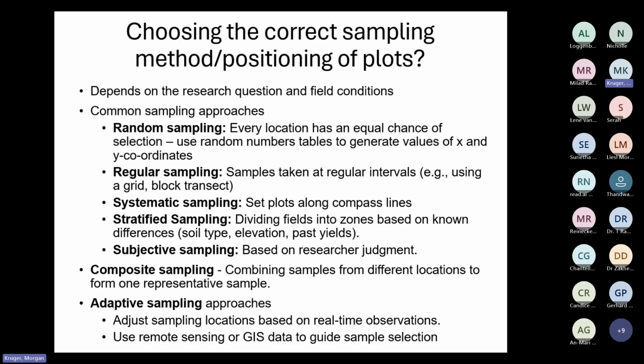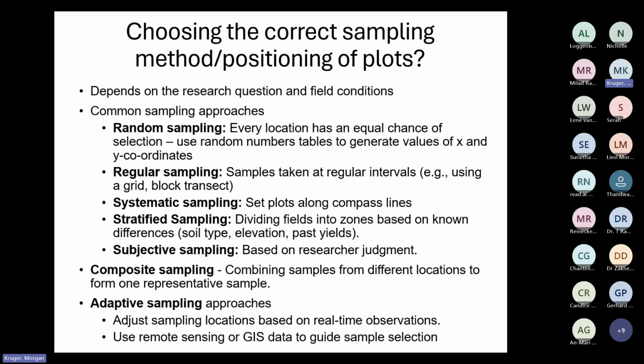Then choosing the right sampling methods depends on the research question and the field conditions involved, as I just mentioned. So if we randomly sample, I list here on the slide different sampling approaches that you can take. So random sampling, regular sampling, systematic sampling, stratified sampling, subjective sampling, there's composite sampling, and adaptive sampling. If we sample randomly, we get an unbiased representation, but we might miss key patterns.